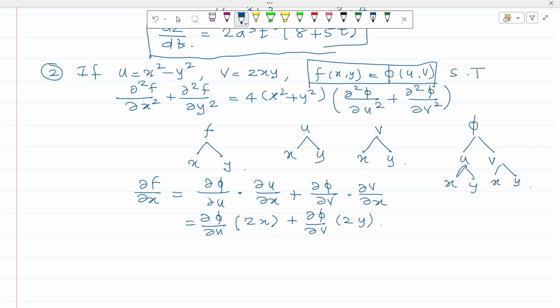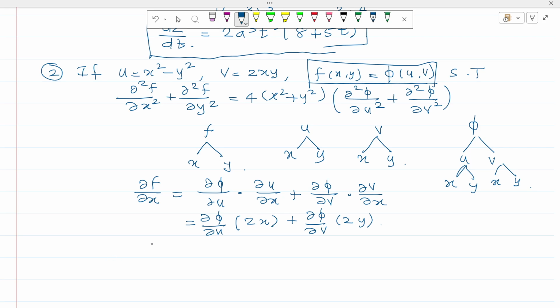Otherwise we can convert x and y in terms of u and v, then we can calculate, even dou phi by dou u also. For example, u and v can be converted into x and y, like x equal to v by 2y, then you can convert this. Otherwise directly we can solve it. u equal to x square minus y square, v equal to 2xy. So based on this we can solve here.